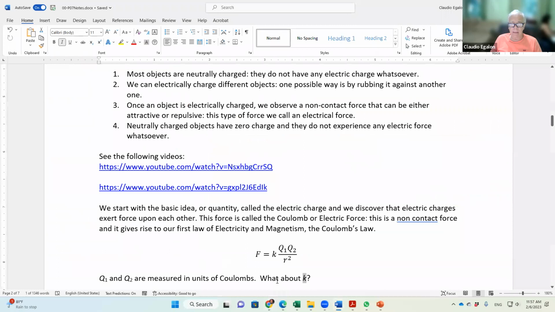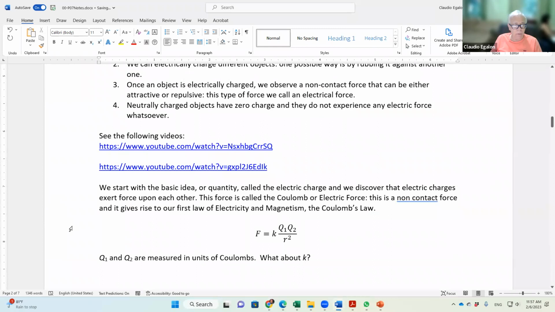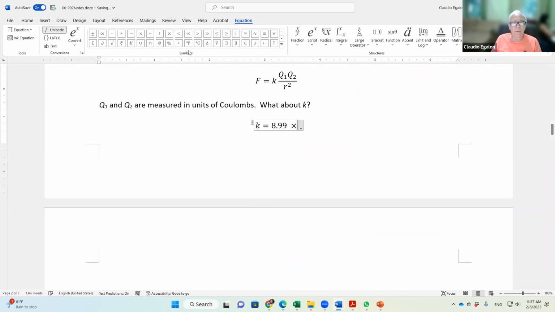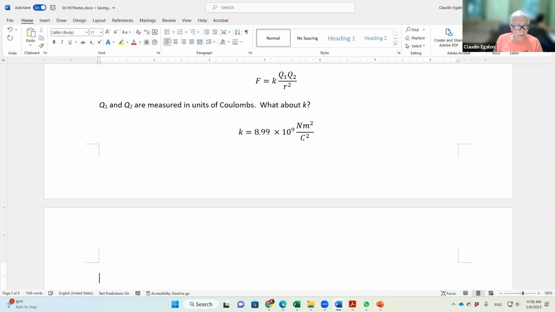What about K? K is equal to approximately 9 times 10 to the 9 Newton meter square per Coulomb square. Okay, that's how it should be known. It is called the electrostatic constant.